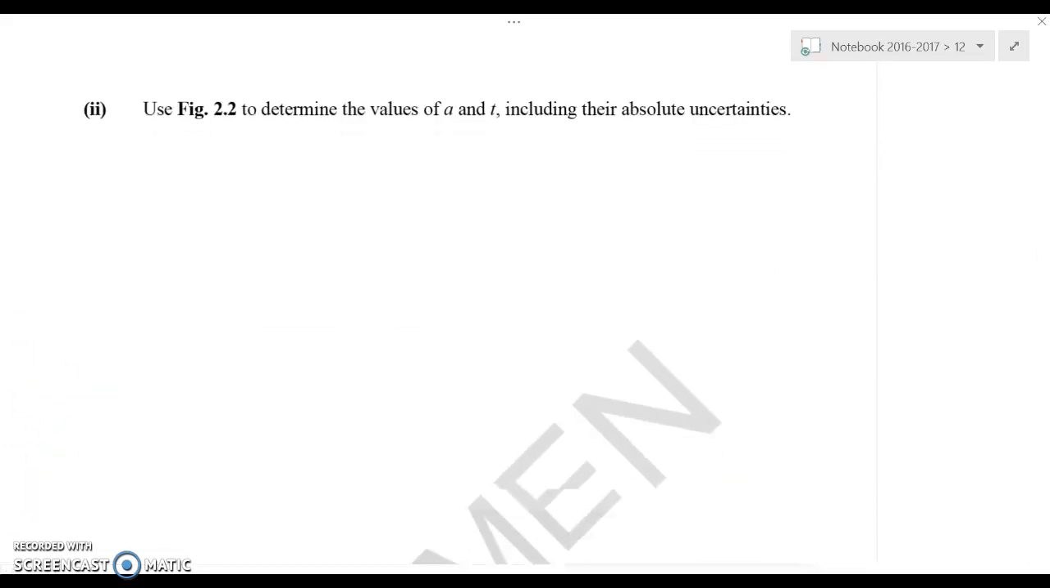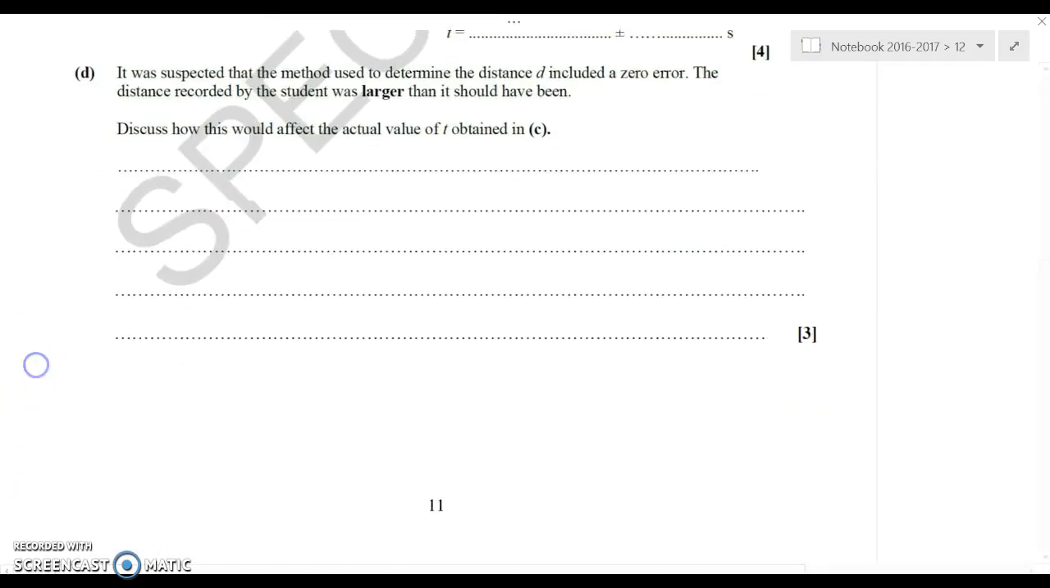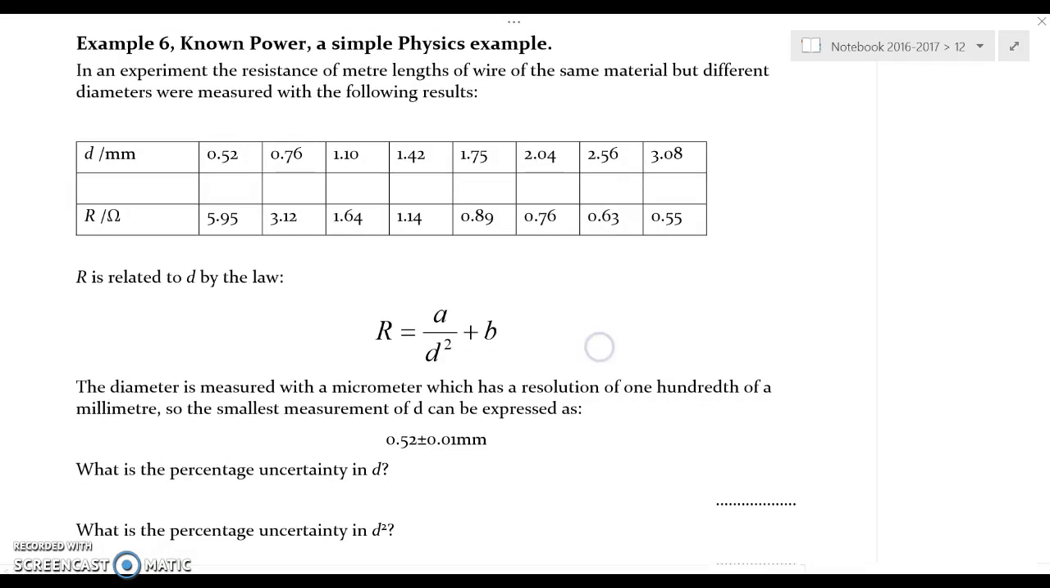Then you need to determine some y-intercepts and gradients, determine these things called A and T. And then you're given an interesting question. I'm not going to give you any help with this one. Here's a very similar question.